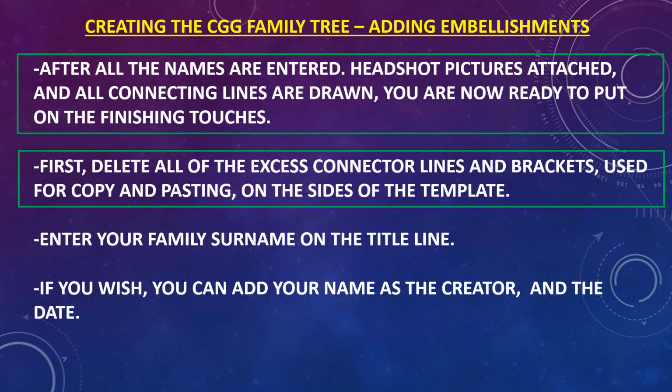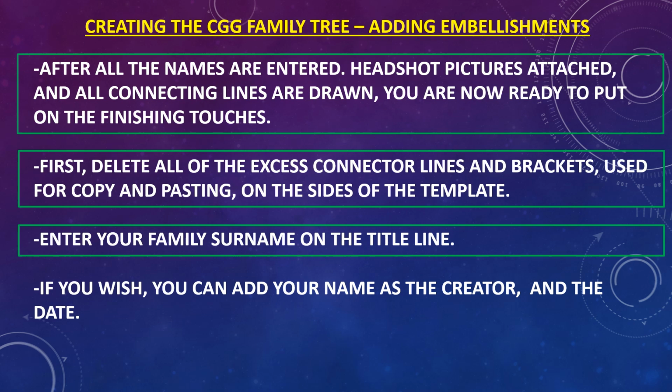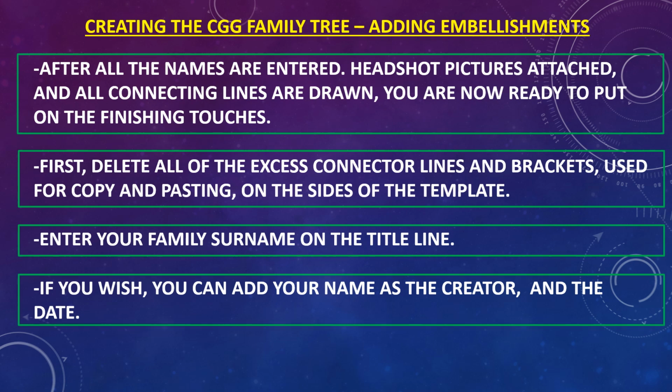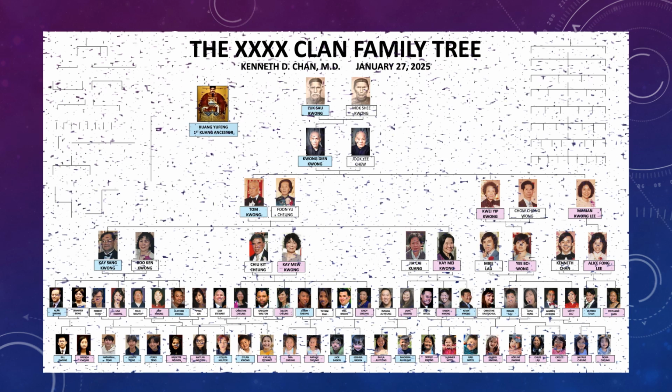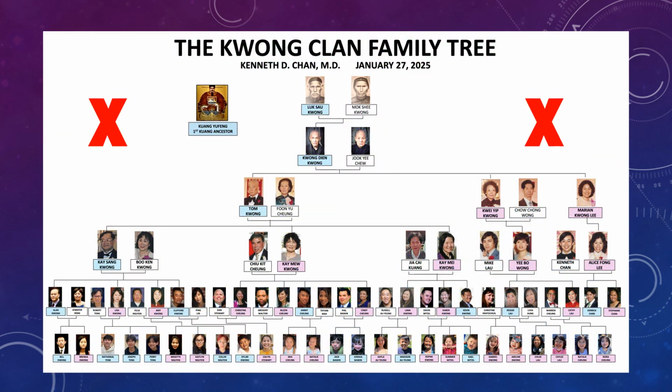First, delete all of the excess connector lines and brackets, used for copy and pasting, on the sides of the template. Enter your family surname on the title line. If you wish, you can add your name as the creator, and the date. Connectors deleted. Add surname. Add author and date.